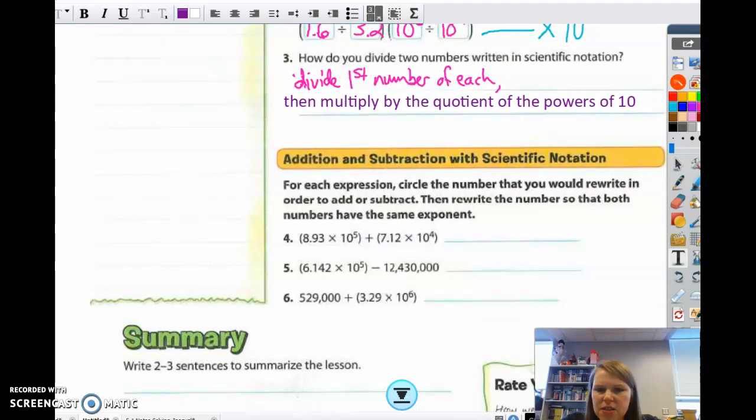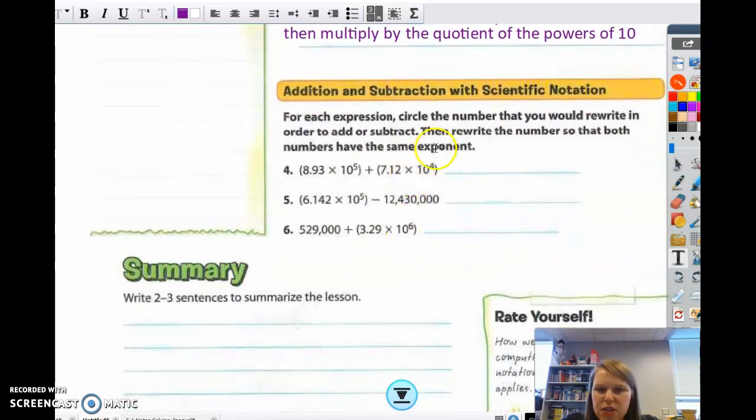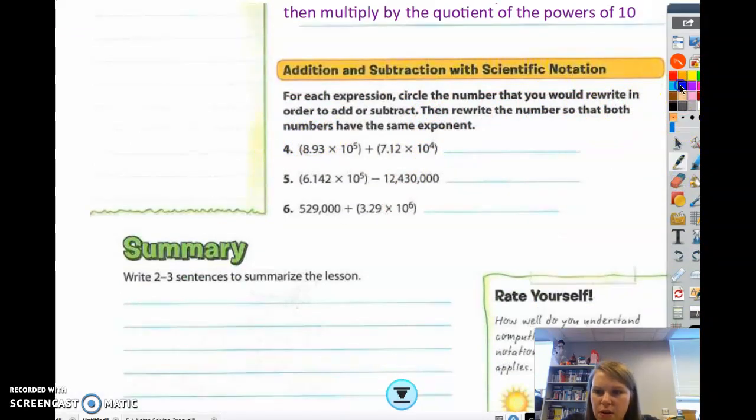Okay, let's look at the last part here. So this is saying for each expression, circle the number that you'd rewrite in order to add or subtract, then rewrite it. So I'm seeing here, sorry, a notification coming up. Okay, there's another one. So this says here, rewrite the numbers so that both numbers have the same exponent. Okay. For each expression, circle the number that you would rewrite in order to add or subtract. Do you see that this is to the 5th and this is to the 4th?